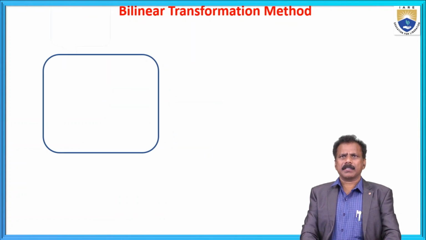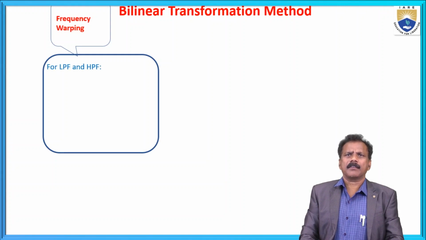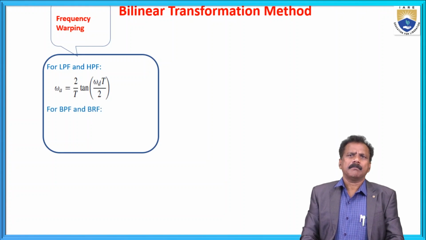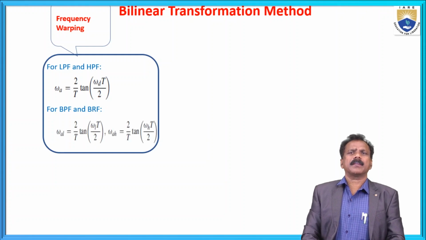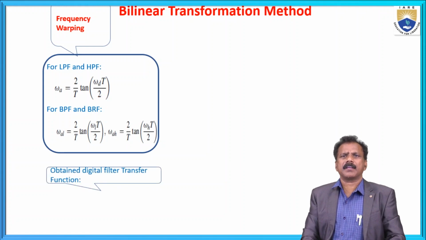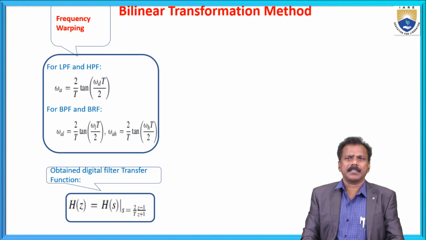Okay. So in the bilinear transformation method, you have to use frequency warping. You have to observe it for low pass filter and high pass filter. So the frequency warping is omega equal to 2 by capital T into tan of omega D into T by 2. For band pass filter and band rejection filter, we have to use the warping given by this particular formula, mathematical notation. After that, we have to verify and obtain the digital filter transfer function. If you are concentrating on the bilinear transformation method, we have to use this procedure where H of z is equal to H of s, where s is equal to 2 by capital T times (z minus 1) by (z plus 1).